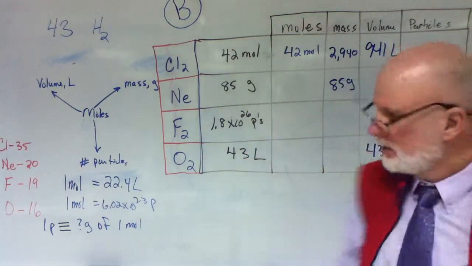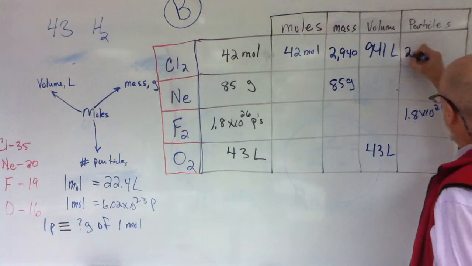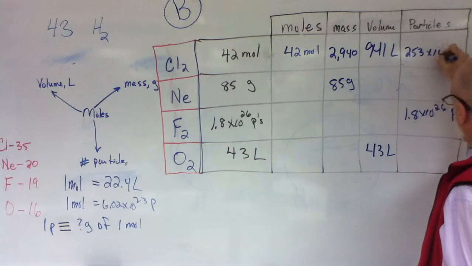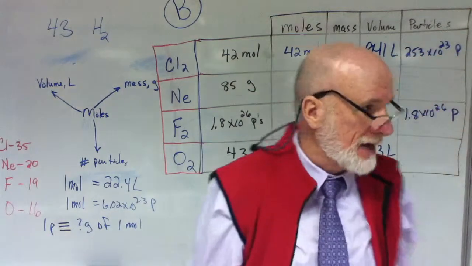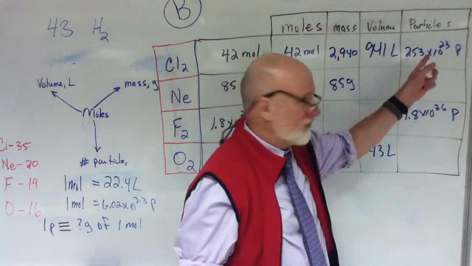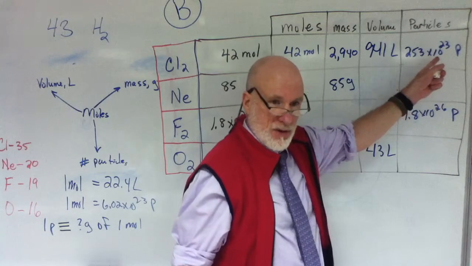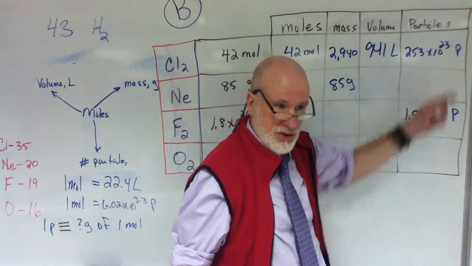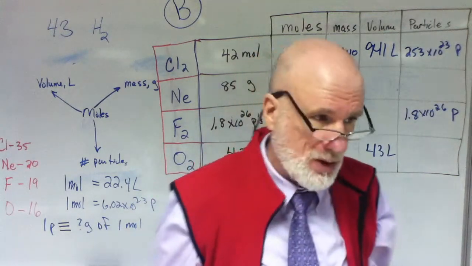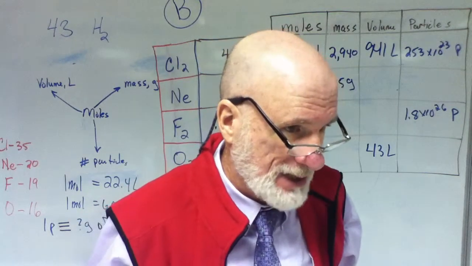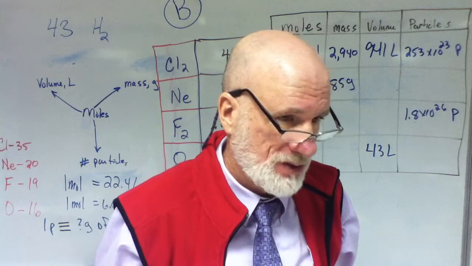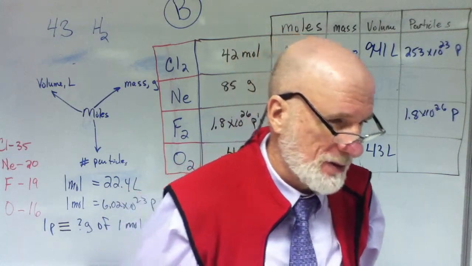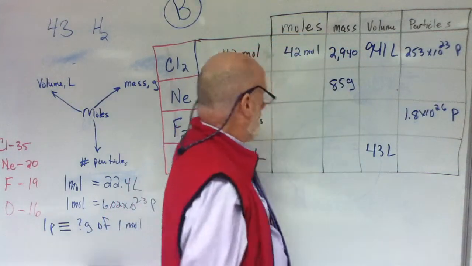Is that okay? So it'll be 253 times 10 to the 23rd particles. If you want to change that to 2.53 times 10 to the 25, or, you know, it's equivalent, you can do that. But you got to make sure that it's the same. If I just put abbreviated by using E instead of times 10, that's fine. But don't do that in the future, please. Okay, we're done with that one.